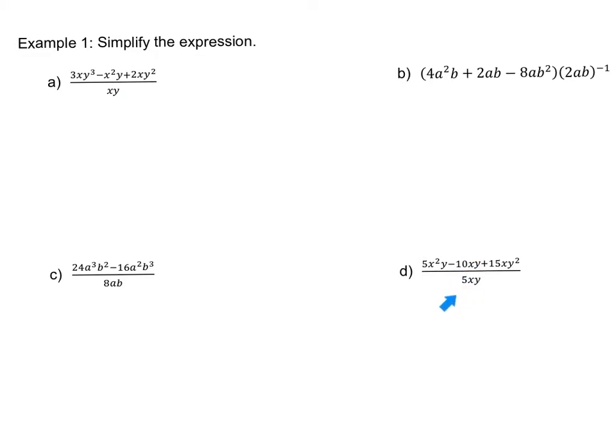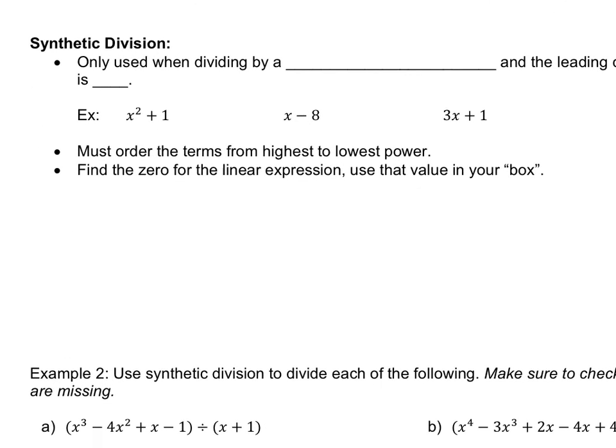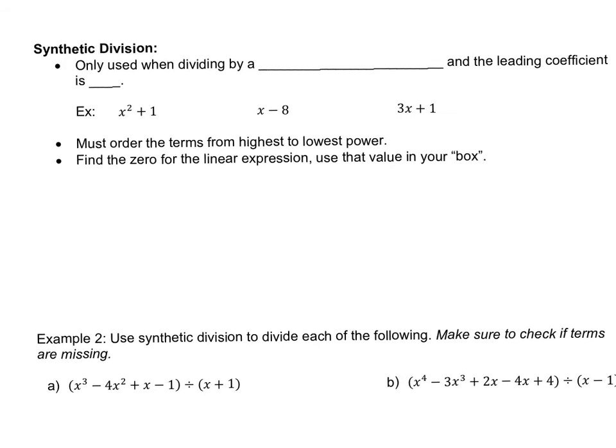Yes, it has many pieces, like there's a 5 and an x and a y, but it only is considered one term. Whereas the top had many terms. There's 1, 2, 3 terms on top for this problem, but just one term on the bottom. And so if you only have one term, it's really easy to use quotient rule to divide. But if you have multiple terms, then you need to think about other ways you can divide. And one of those ways is synthetic division.